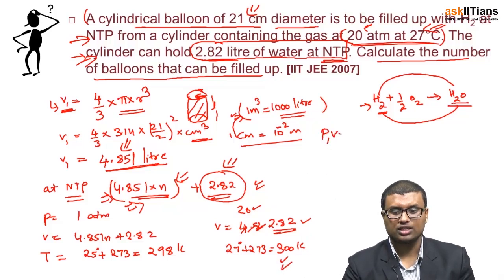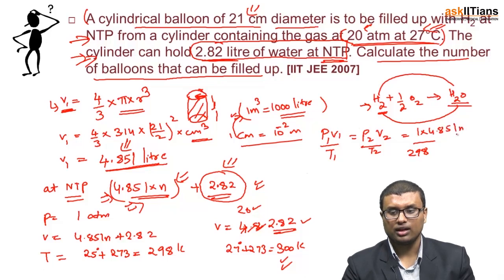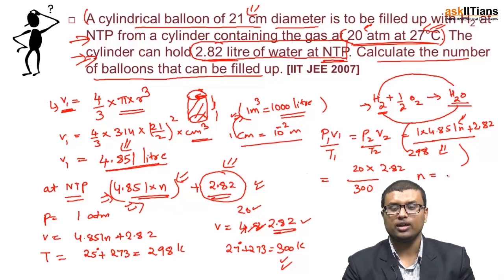So what is the relationship? P1 V1 by T1 will be equal to P2 V2 by T2. That means pressure initially is 1 atm, temperature is 298, and volume is 4.851 N plus 2.82. This value will be equal to P2, which is 20, into volume, which is 2.82, by temperature, which is 300. So from this you can calculate the value of N. So N value turns out to be 10.